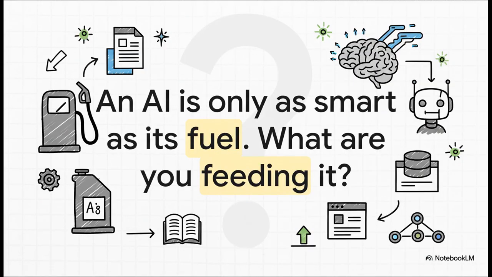So as we wrap up, I want to leave you with this final thought. Your AI is only as smart as the fuel you put in its tank. RAG is the system that delivers that high-quality, high-octane fuel. So the real question you have to ask yourself is, what are you feeding your AI?